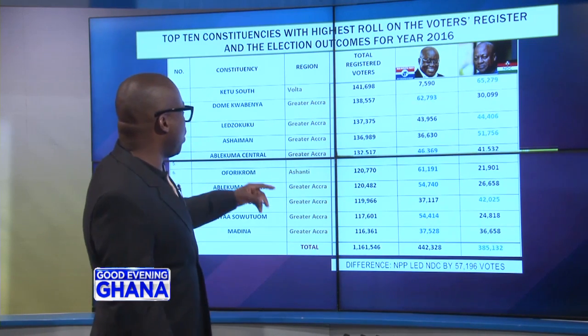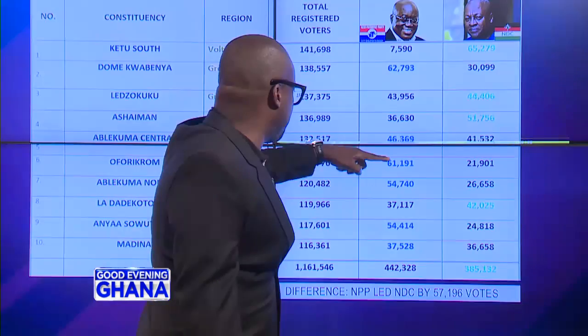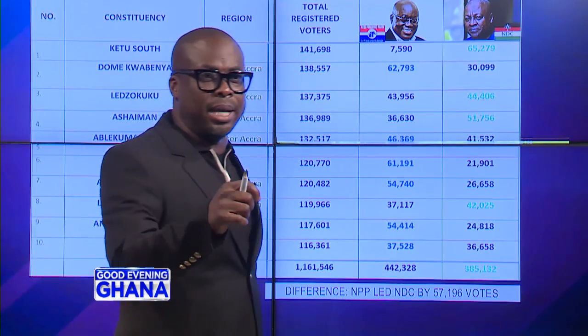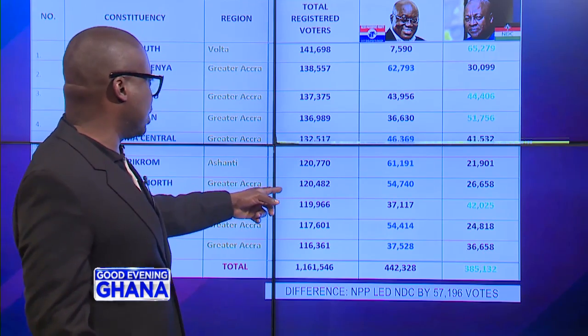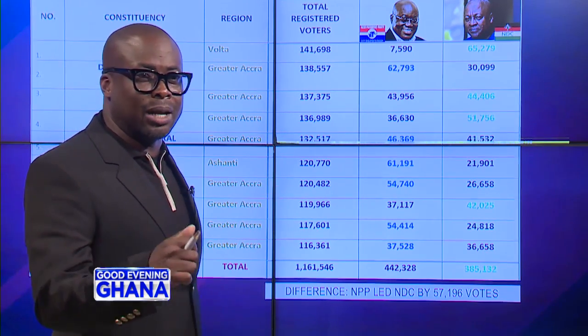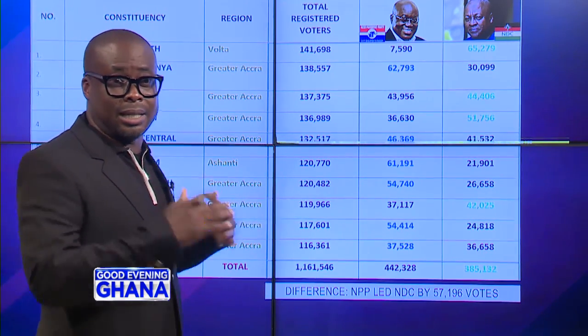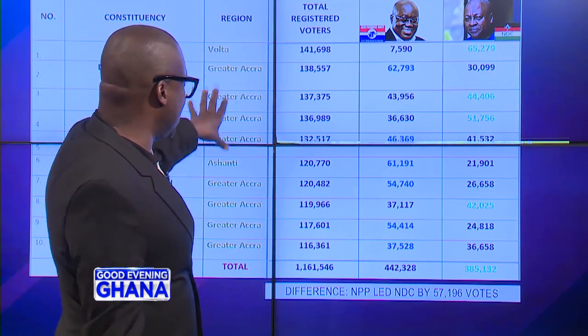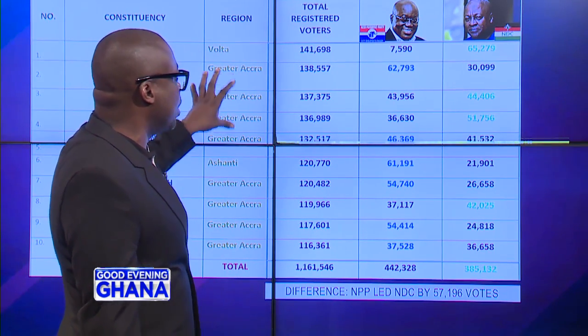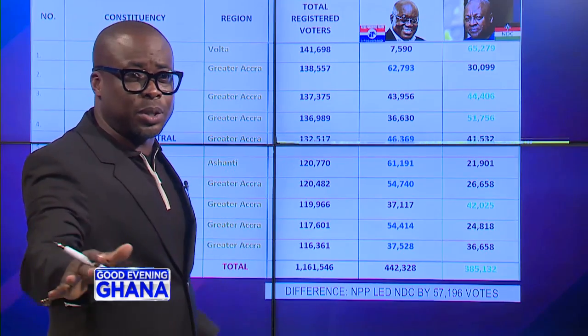So Akufo-Addo picks up 1, 2, 3, 4, 5, 6. Bingo. Now, that's the magic number. As soon as the NPP win more than 5, they win the election.